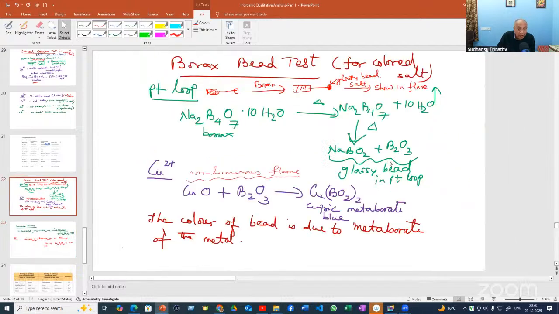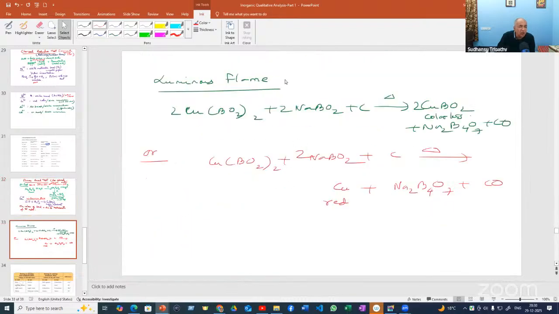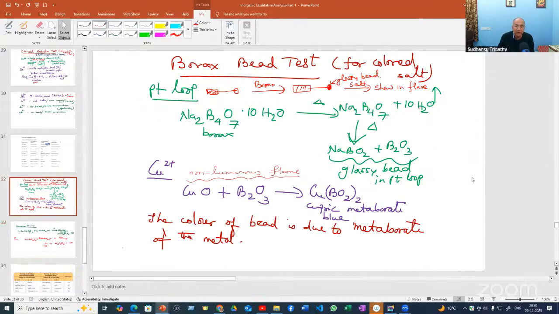When you again check the color in a luminous flame, this is a non-luminous flame, then change to a yellow luminous flame by closing the holes. Then a lot of unburned carbon particles will be there as a reducing agent. That will reduce copper 2 metaborate to copper 1 metaborate, then copper 1 metaborate to copper metal. So ultimately you get a red color, because the glass will have some red copper inside, and the bead color will be red in the luminous flame due to the metal. But in the non-luminous flame, there will be no metal, it will simply be copper metaborate.